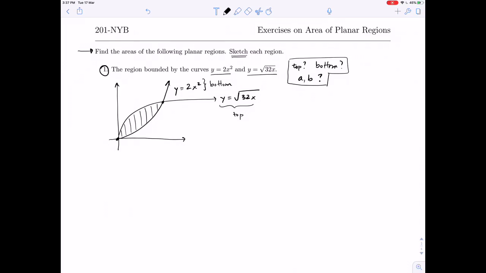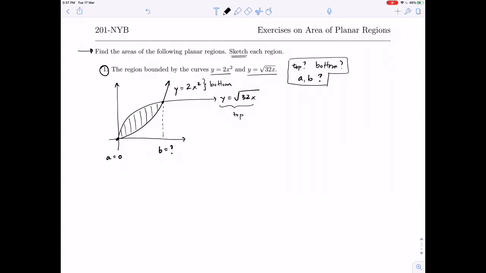We are still missing the x left and right values. And we can see off the graph right away that the left value, x equals a, is 0. But the value on the right-hand side, the b value, that is not obvious. So the way we found that was an intersection.